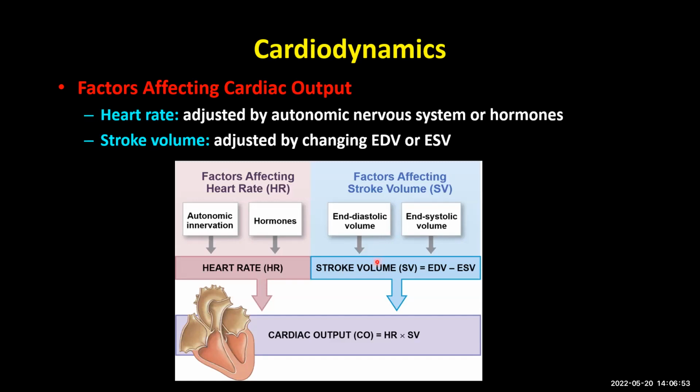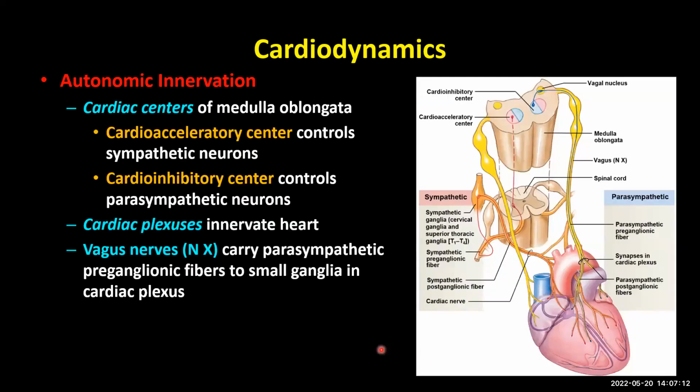And the stroke volume is the end-diastolic volume minus end-systolic volume. So we will break down each of these and look at the factors that are affecting the heart rate, stroke volume, and eventually the cardiac output. Then I'll come back to this formula. First, about the heart rate, okay?